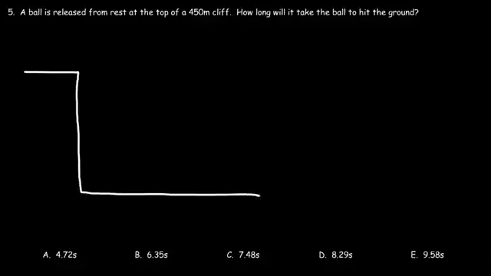Number 5. A ball is released from rest at the top of a 450-meter cliff. How long will it take the ball to hit the ground? So let's start with the picture. That's the cliff, and here's the ground. So it's 450 meters high.